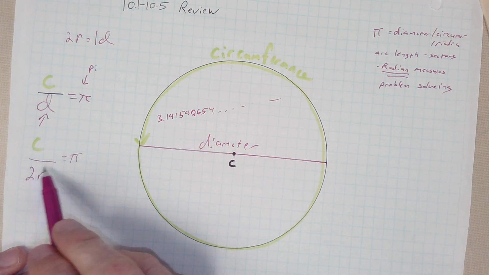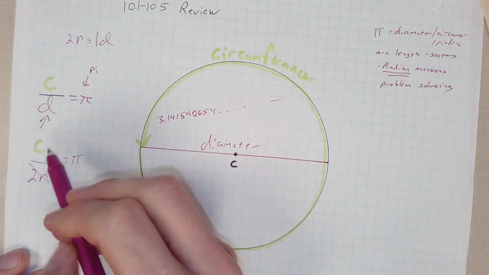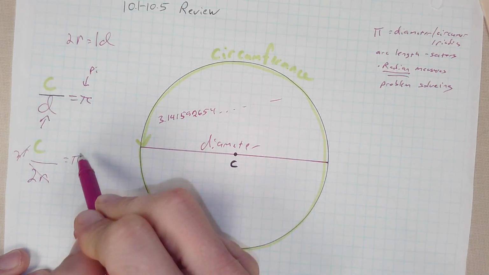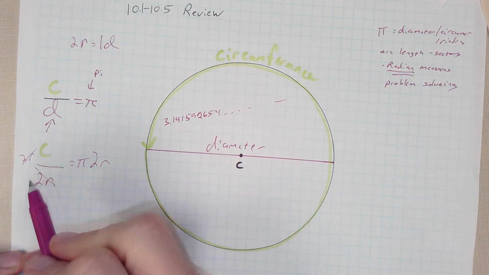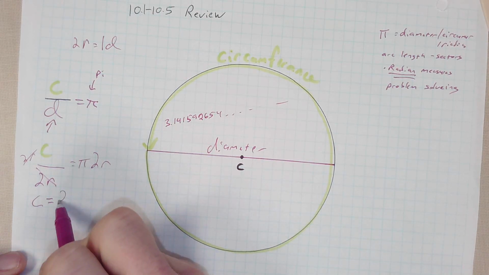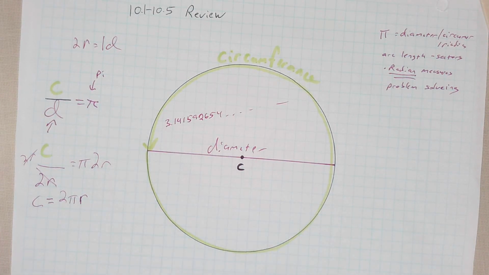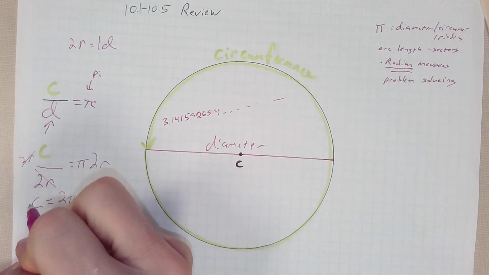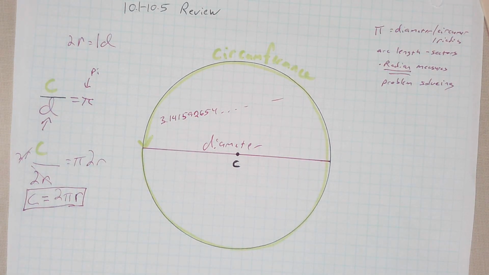And we can rearrange this and multiply both sides of the equation by 2r. So you get the famous equation that the circumference of the circle equals 2 pi r. So 2 times the radius times pi equals the circumference of the circle. That is something important to remember.